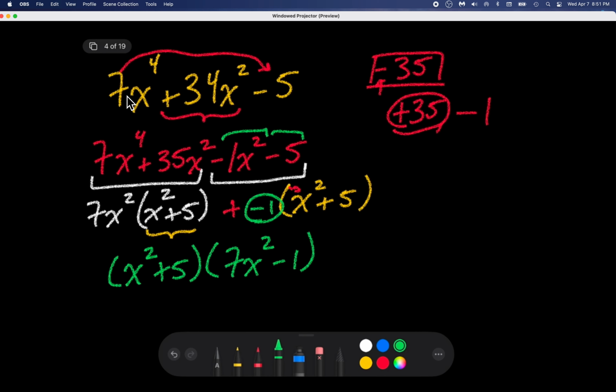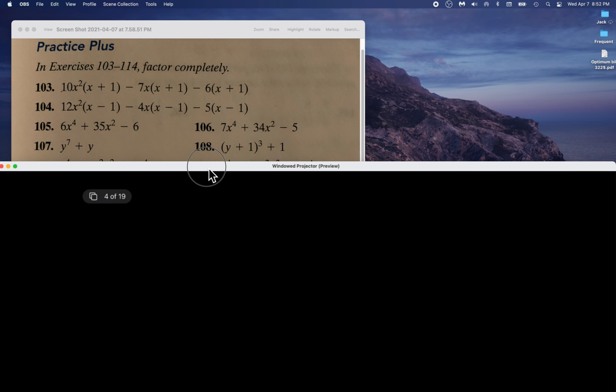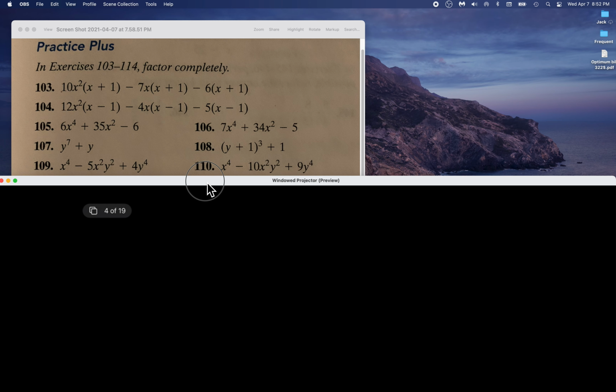Let's do another one. Okay, skip that one. Let's do 110 right there.